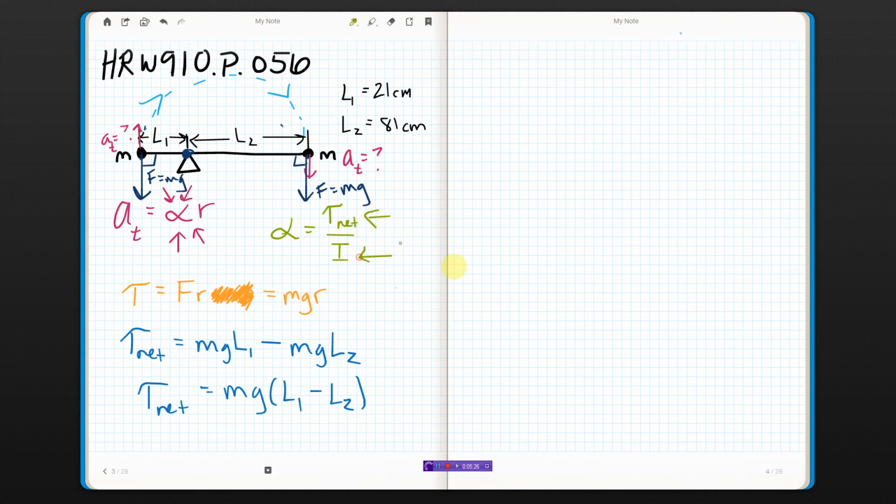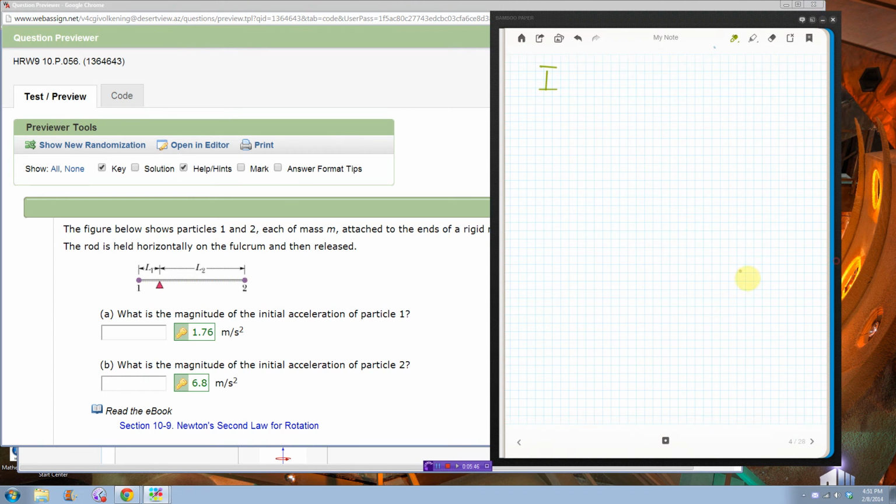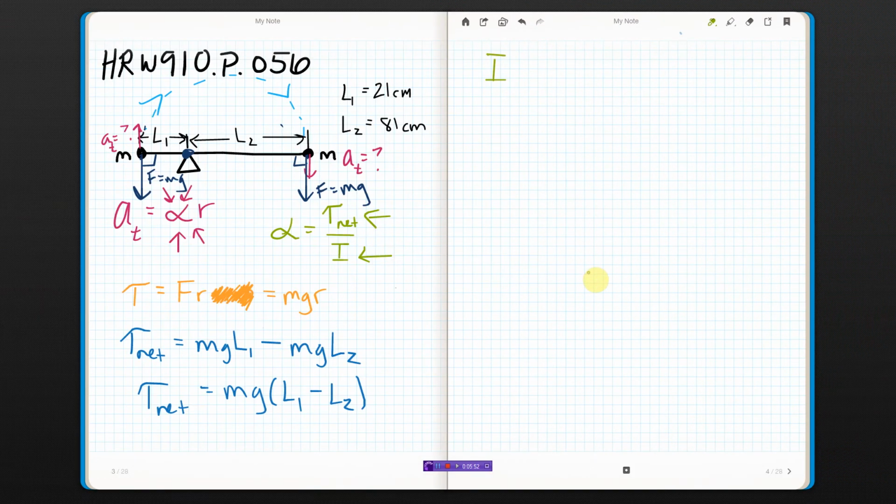Now I need the moment of inertia. What I have here is two masses on a rigid massless rod, by the way. Let's make sure it says a rigid massless rod. So I don't really have a rod here, so I don't have to do 1/3 mr squared or 1/12 mr squared or any of the stuff that has to do with rods. Really, all I'm dealing with are these two particles. So all I really need is the basic moment of inertia equation, the one that looks like this.